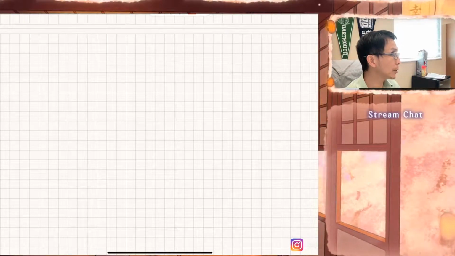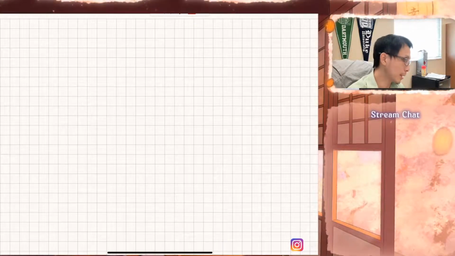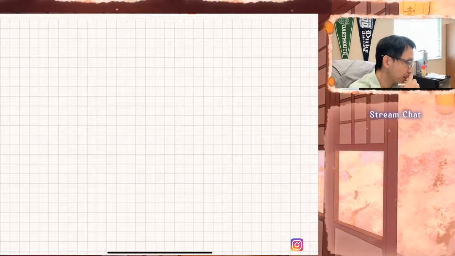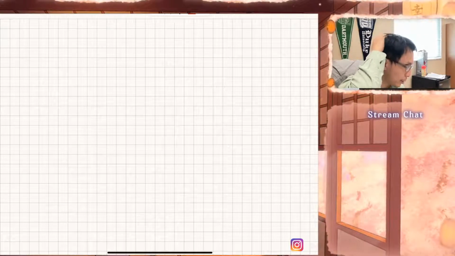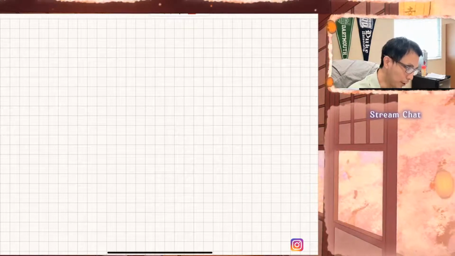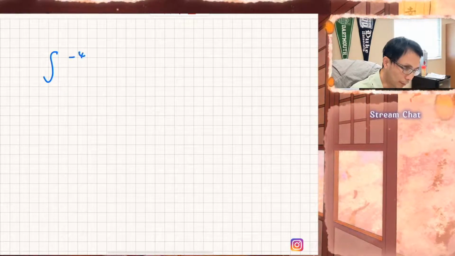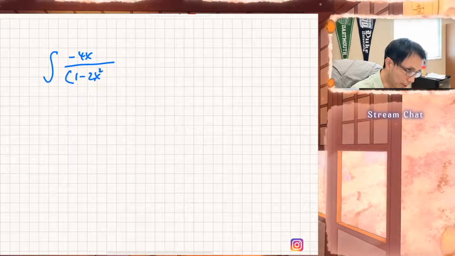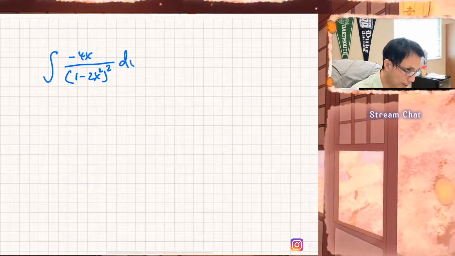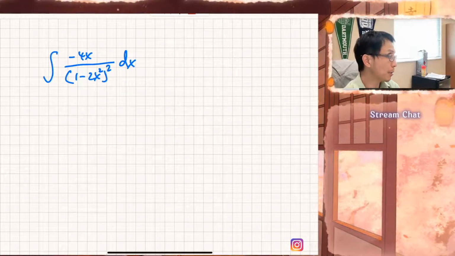So we're going to deal with u substitution still. Today's u substitution is a little bit more challenging. Yesterday u substitution was fairly easy. Yesterday we did something like the integration of negative 4x over (1 minus 2x squared) squared dx. We said u is equal to what?